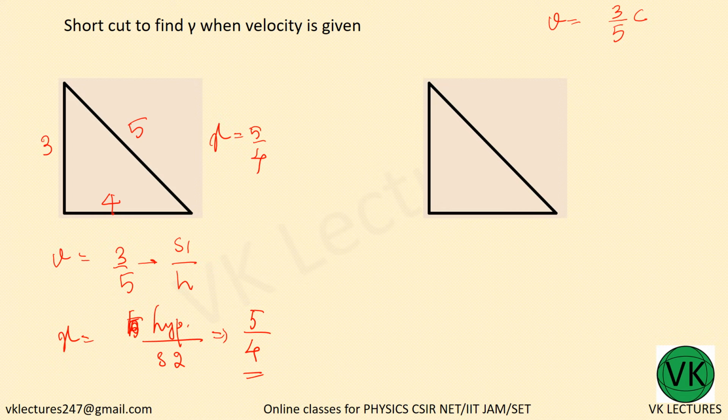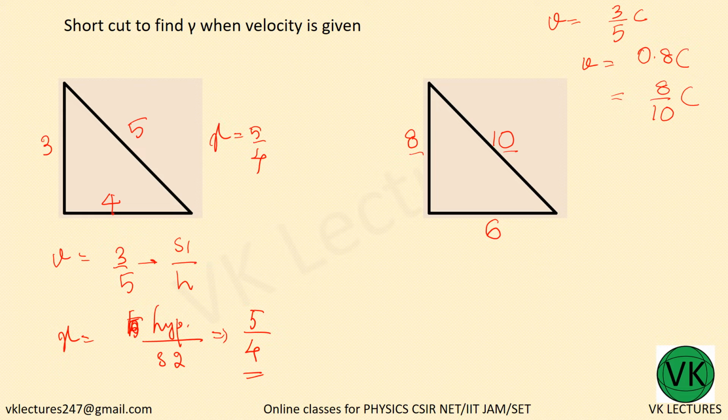Again you can write velocity is equal to 0.8 c. Then you can write it as 8 divided by 10 c. So hypotenuse is 10, 8 is the other side. What will be side 2? So this is 10, 8 and 6, which is again another triplet. 6 square 36, 8 square 64, that is equal to 10 square 100.